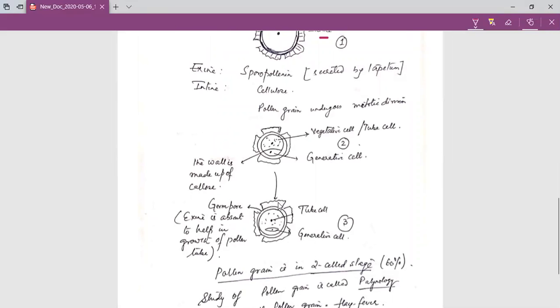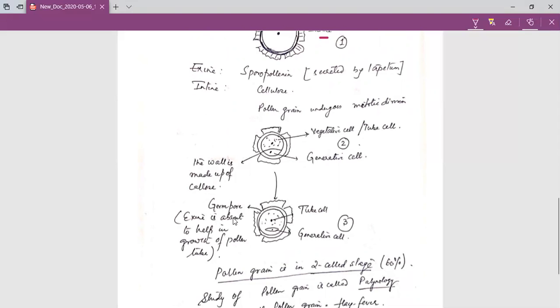Now regarding this sporopollenin, it is the most resistant material present in the living world, but this structure is also not a continuous structure over the intine. There are certain pores, certain spaces which are left uncoated with sporopollenin, and those spaces we call germ pores. Now what is the importance of this germ pore? If you think like this, if it had been completely coated with sporopollenin, then what would happen?